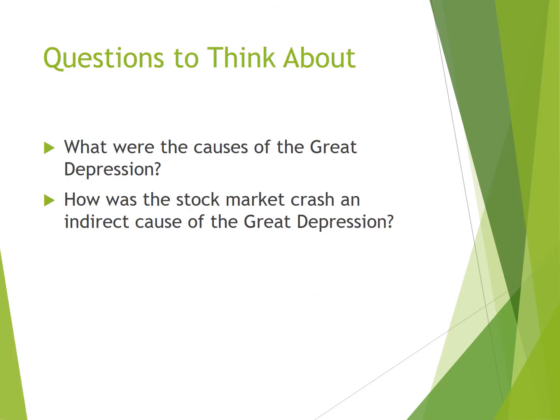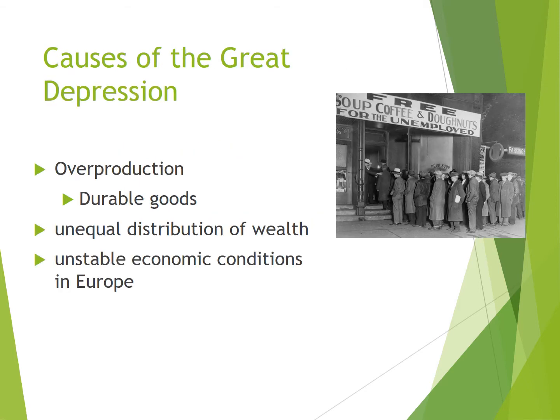Our questions to think about: what were the causes of the Great Depression? And how was the stock market crash an indirect cause of the Great Depression? When we take a look at the causes of the Great Depression, much of this is related to the unstable foundations of the 1920s economy.